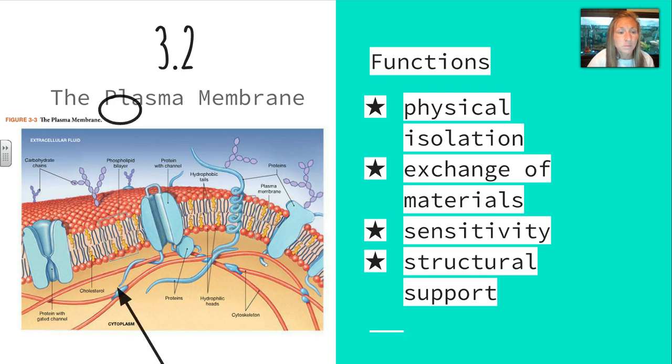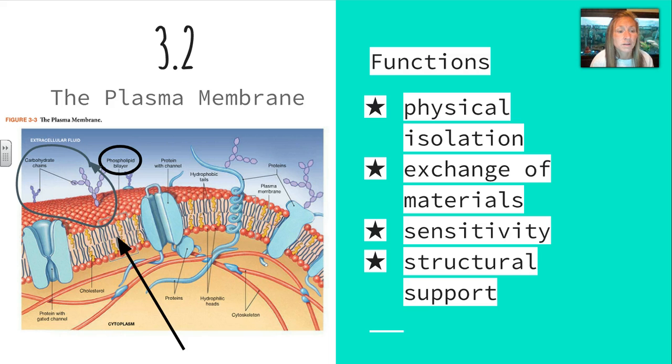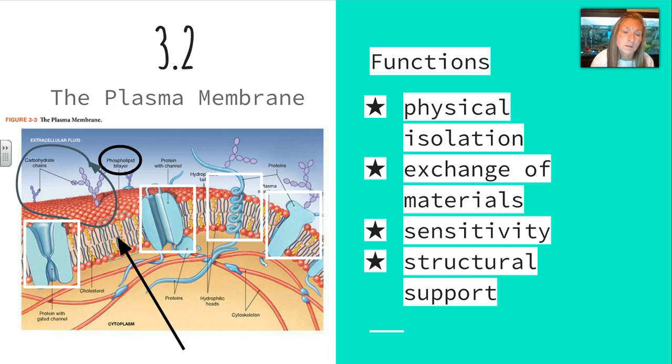There are 3 main components to the plasma membrane, and that's the phospholipid bilayer, which is made up of primarily lipids. You have carbohydrate chains. They're kind of like signalers or receptors. And then you also have your proteins that are embedded within the membrane that usually allow certain molecules or substances to leave or come into the cell.